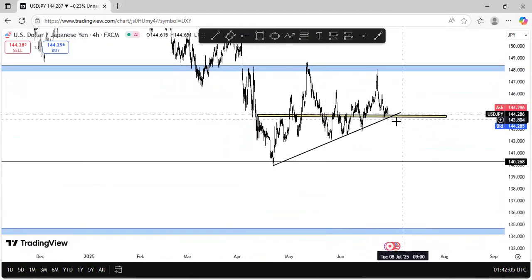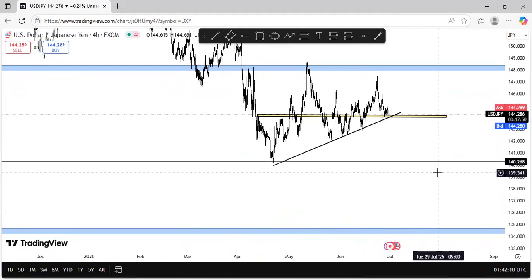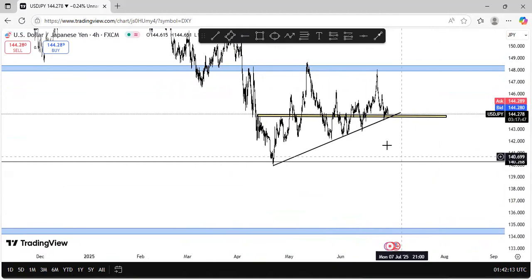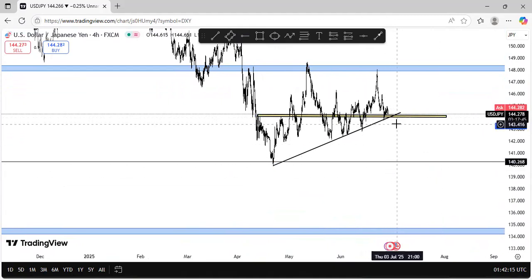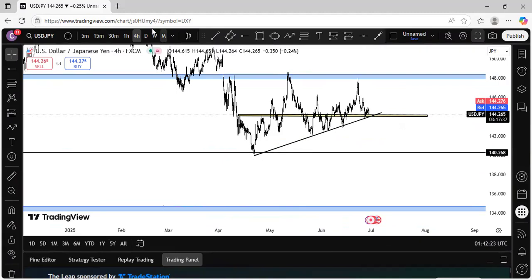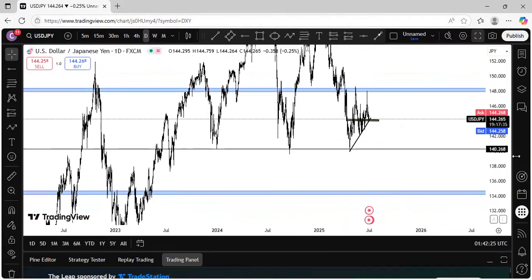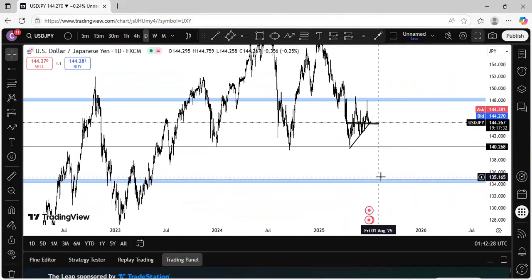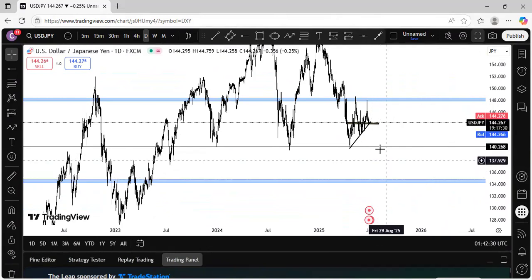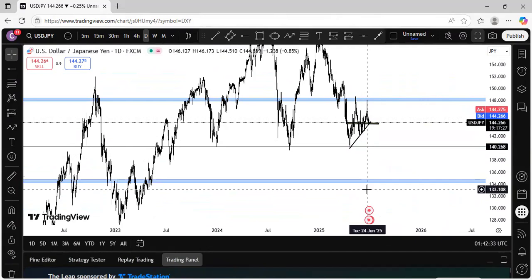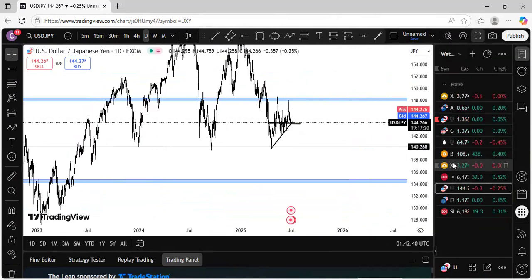But best believe if we do break here, our next point of target is 140.268. If we break and then stay below here, this is our next target for the USD JPY, and then overall it's heading down. That's if we break here, then we're heading down, of course. That's on the USD JPY.